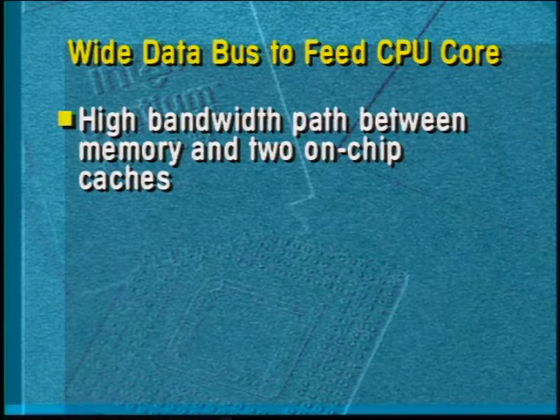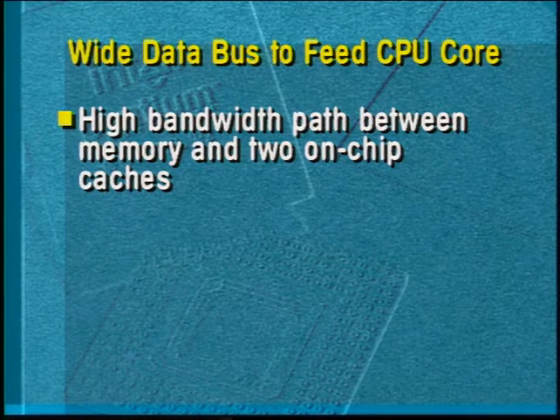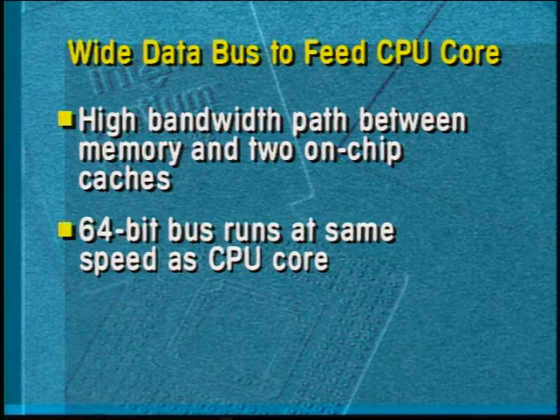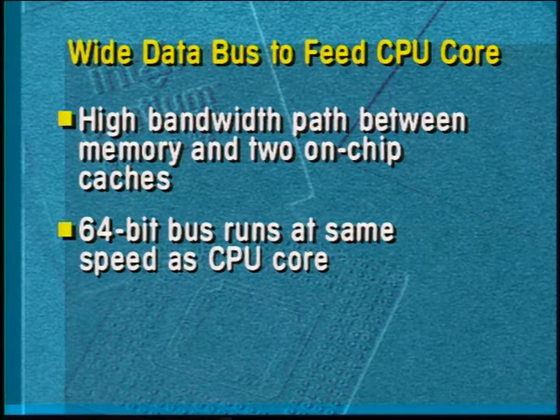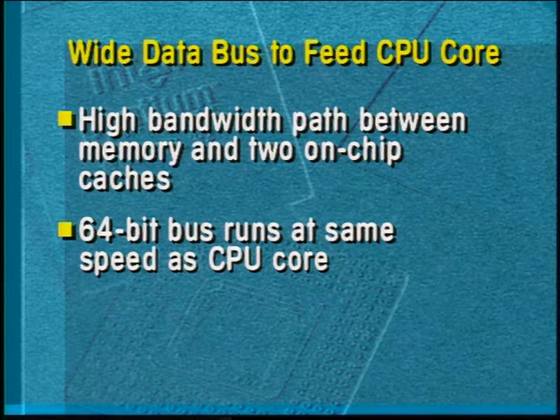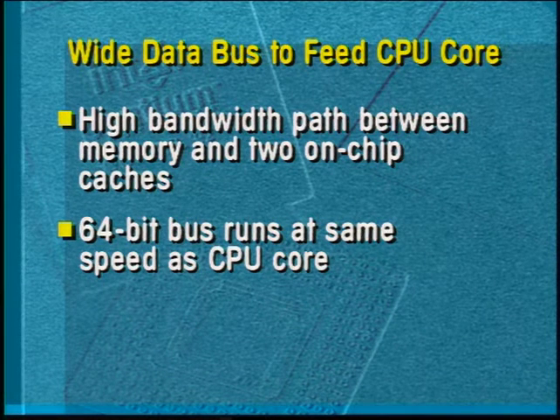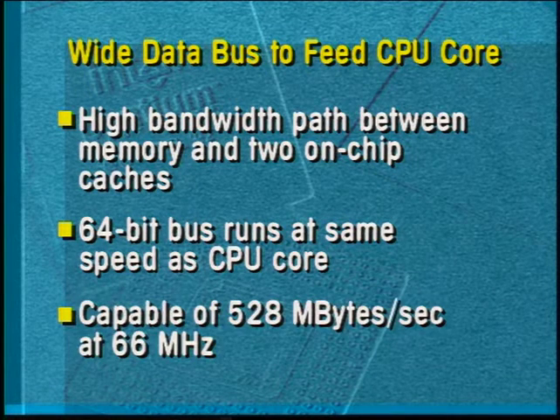We needed a high-performance bus to satisfy the Pentium processor's demand for instructions and data from external cache and memory. The data bus is 64 bits wide and operates at the full 66 MHz speed of the processor core. In contrast, the bus of our previous generation processor, the Intel486 Model DX2, has a 32-bit data path and it runs at 33 MHz. So the Pentium processor's bus has 4 times the bandwidth, with a peak rate of over half a gigabyte per second.